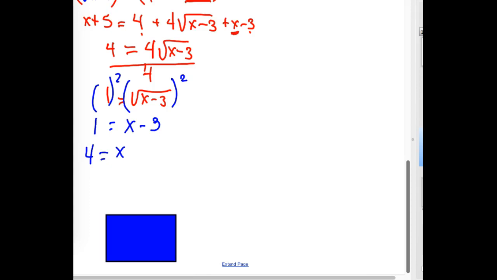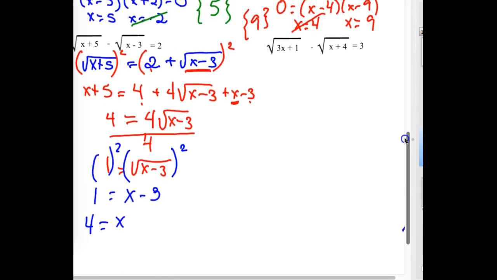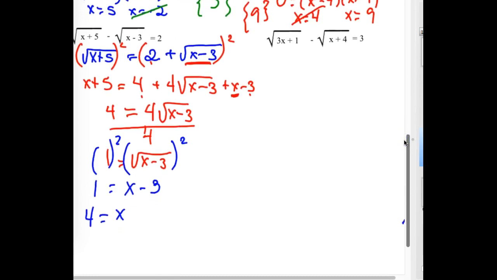We do have to check it. So let's put a 4 in here for our x. 4 plus 5 is 9. Square root gets me 3. 4 minus 3 is 1. Square rooting is 1. 3 minus 1 is 2. Works? Okay.